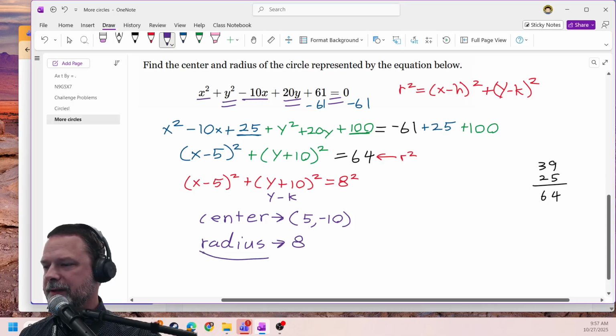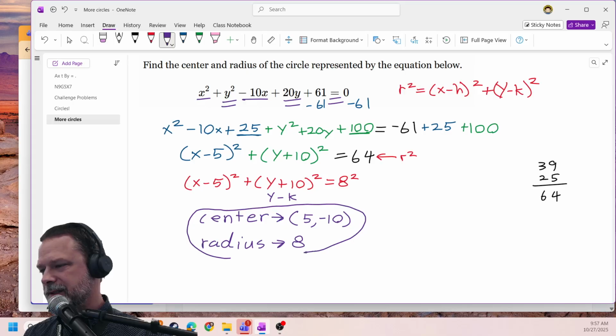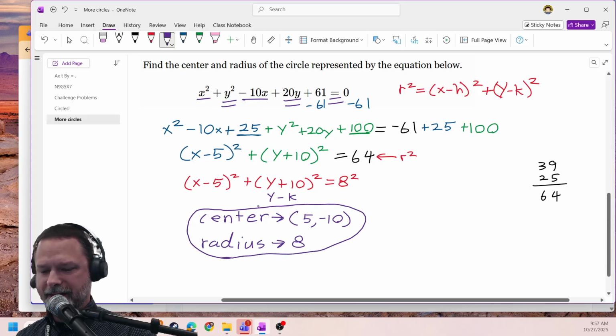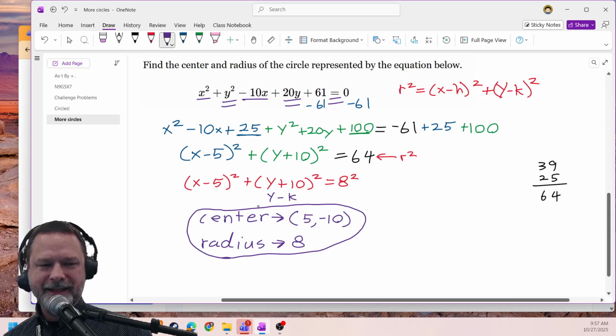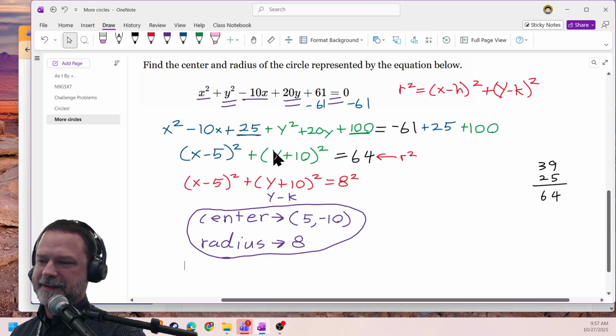So we got all the information we need with a little bit of work and reusing that old knowledge with completing the square. Our least favorite method in solving quadratic equations now becomes absolutely necessary.